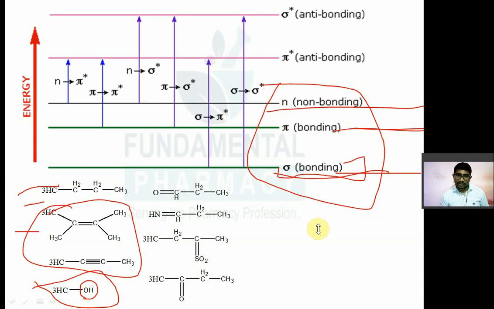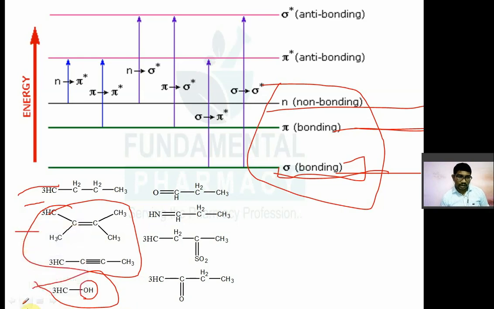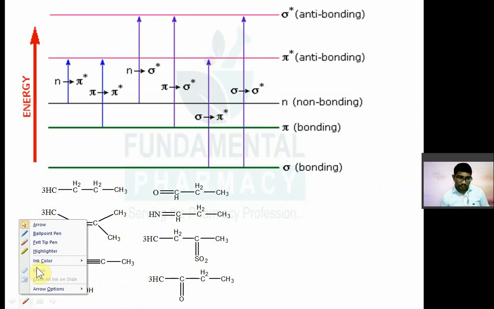Now sigma electrons are known as bonding electrons, pi electrons are bonding electrons, and n electrons are known as non-bonding electrons. That means n electrons are not involved in the bond formation. Sigma electrons are involved in the bond formation. Pi electrons are involved in the bond formation. N electrons are not involved in the bond formation.